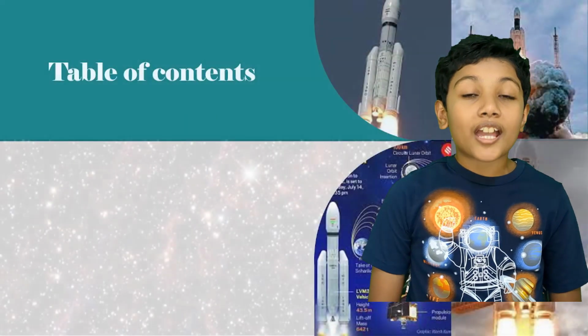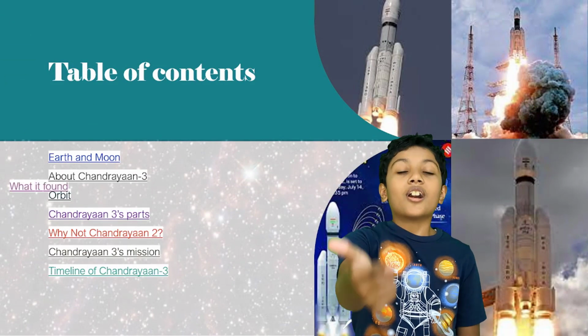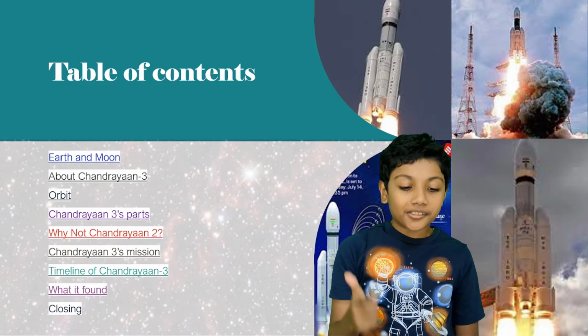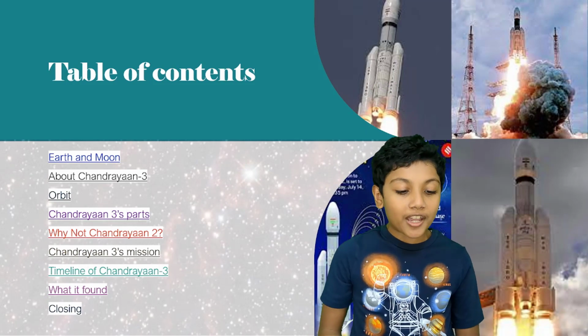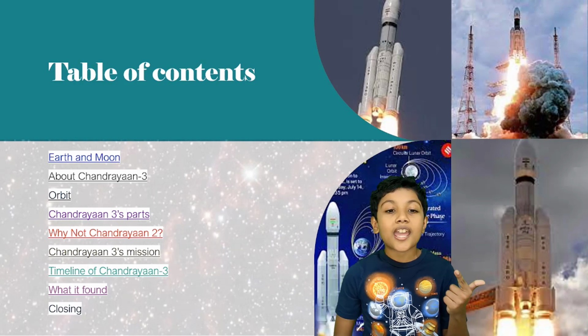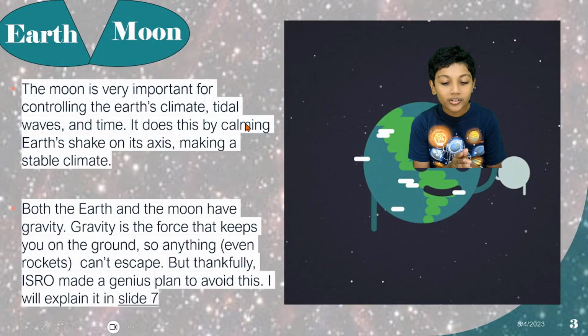These are the things that we're going to talk about today. The Earth and Moon, the Chandrayaan-3 mission, its orbit, its parts, why Chandrayaan-2 failed, the timeline, and what it found. First, let's talk about the Earth and Moon.